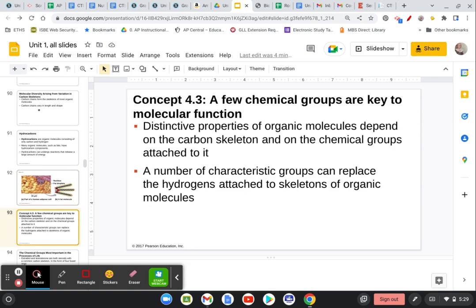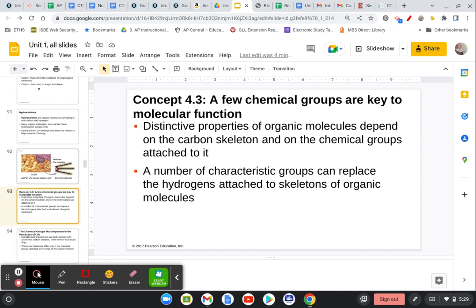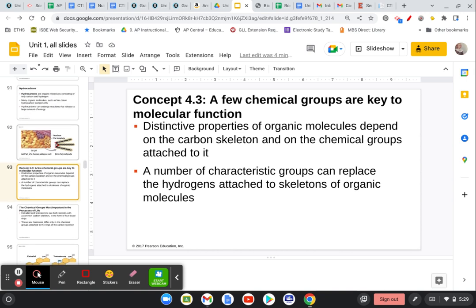A few chemical groups are key to molecular function. And let me see if we're going to talk about those.